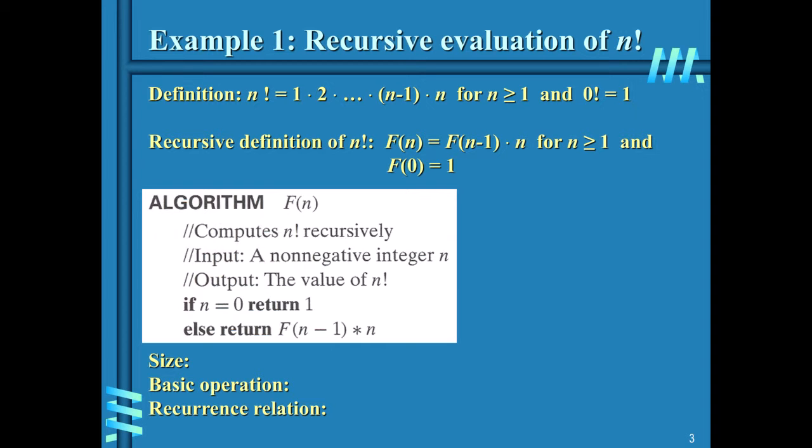Define n factorial equal to 1 times 2 times 3 and so on, times n minus 1 times n, for n larger than or equal to 1, and 0 factorial equal to 1. The recursive definition of n factorial is F(n) equal to F(n-1) times n for n larger than or equal to 1, and F(0) is equal to 1. When we write the shorter code, you can see it's just a few lines. Algorithm F(n): if n equal to 0, return 1, or else return F(n-1) times n.